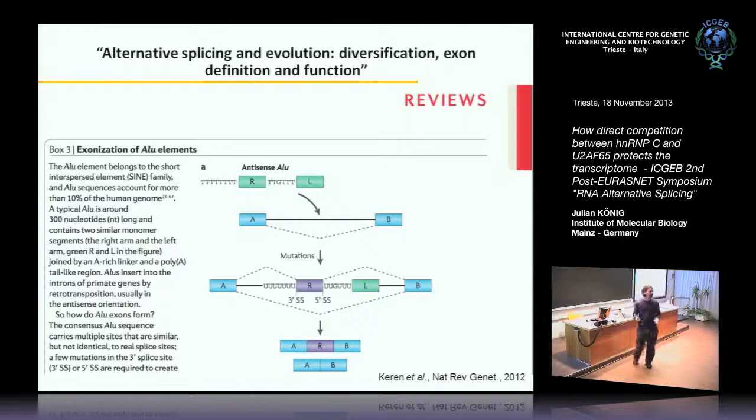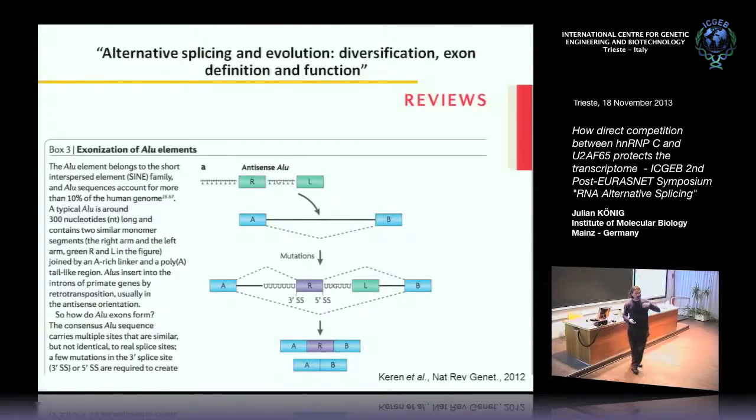So we heard about Alu elements before. They cut across the human genome in hundreds of thousands of copies. They are retrotransposons, and they consist of two arms, and the arms are separated by an A linker, and then they also have an A tail.